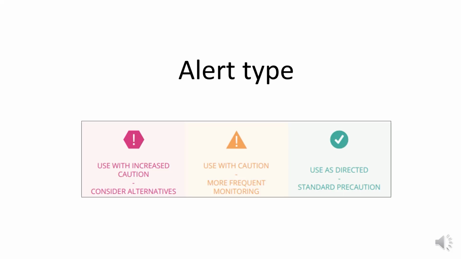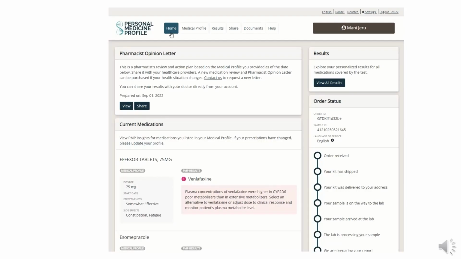Red. This medicine should be used with extreme caution. Consider alternative medical treatment. Yellow. Use with caution with frequent monitoring. Green. Use as directed with the usual precautions. When your analysis is ready, you can see information about your current medication in Personal Letter. Maybe something should be discussed with your doctor.